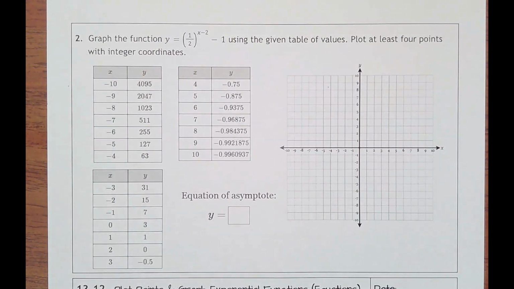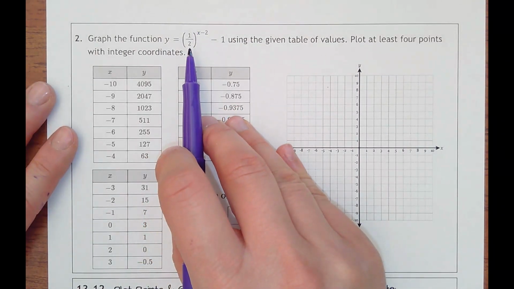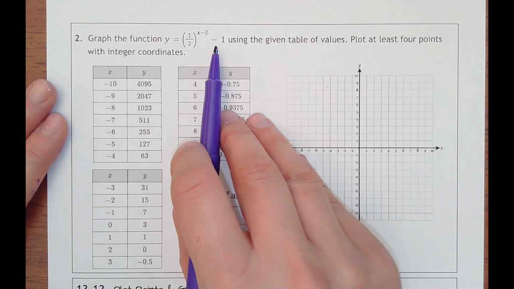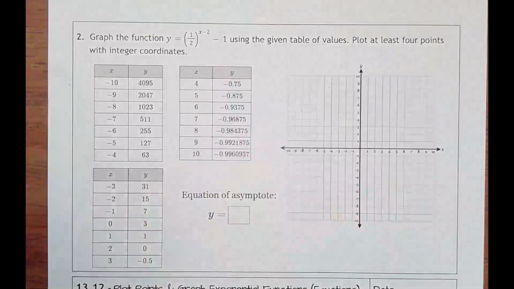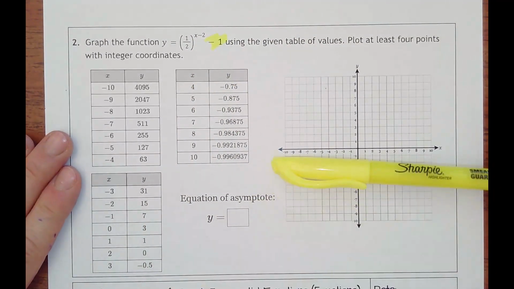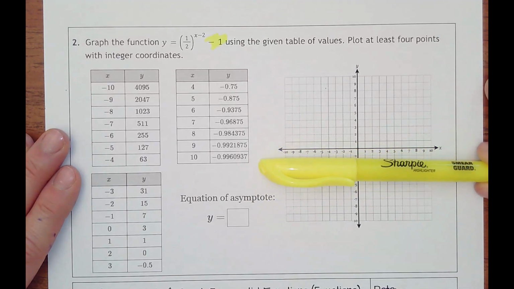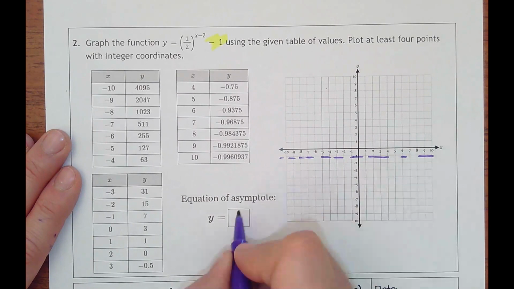Okay, there's one more problem on the back, number 2, or the next page. We've got a new function. The base is a fraction, which is okay. We see that it's minus 1 on the end. So that actually tells me right away where my asymptote's going to be. Because normally, like I said, it's going to be on the x-axis. Now we're shifting it down 1 unit. So it should be here.